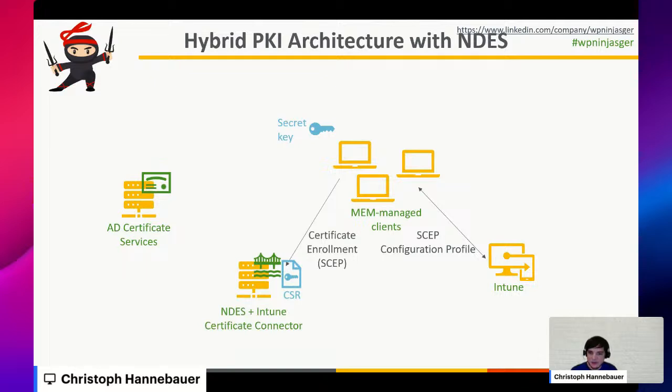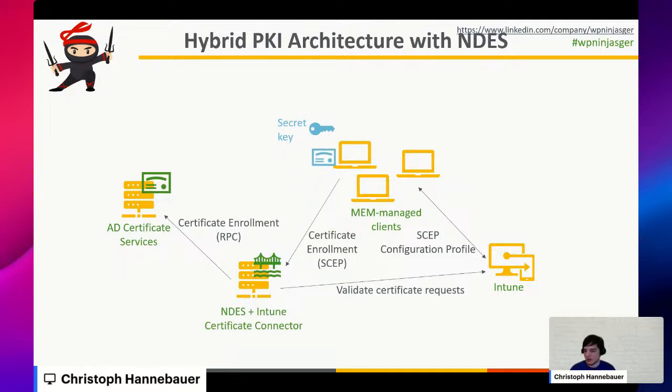Then what the NDES does is send the CSR over to Intune, which says yes, that CSR is okay. This actually comes from Intune, and so NDES knows that the CSR is okay. You can issue the certificate and send it back to the client. Now the client has the certificate and it can do whatever it wants with it, probably some network authentication.